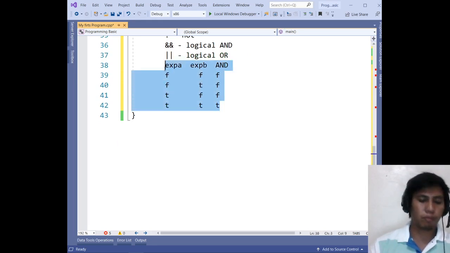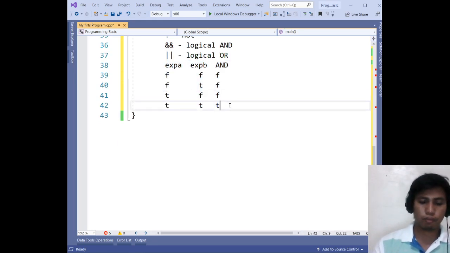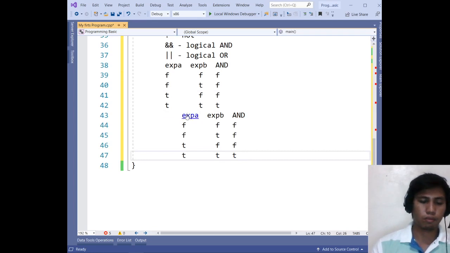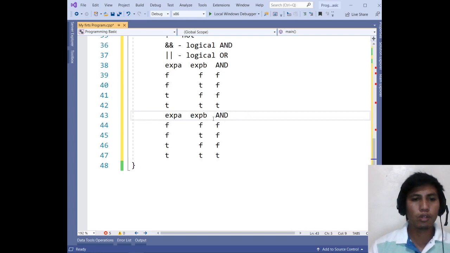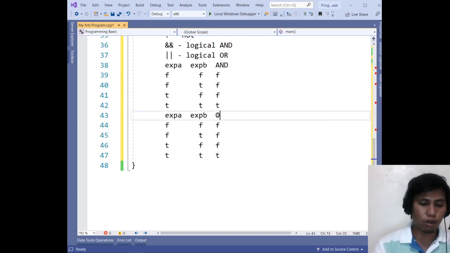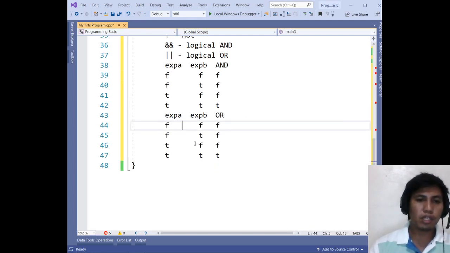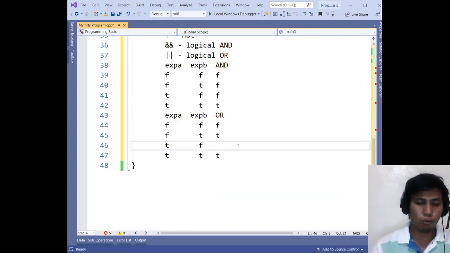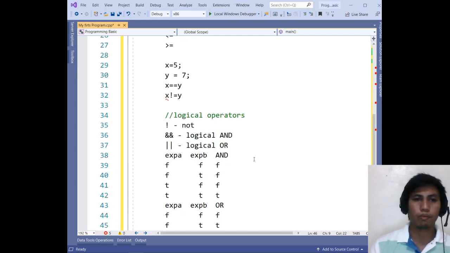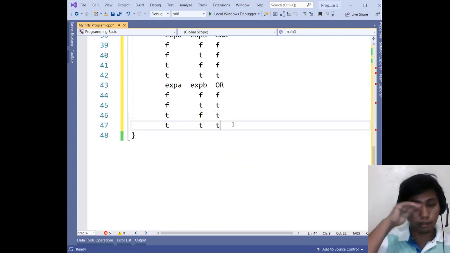How about logical OR? If we are using OR, if one of the statements is true, then automatically the output is true. If both are false, then the output is false. If one of the statements is true, then we have an output of true. So that is logical operators.